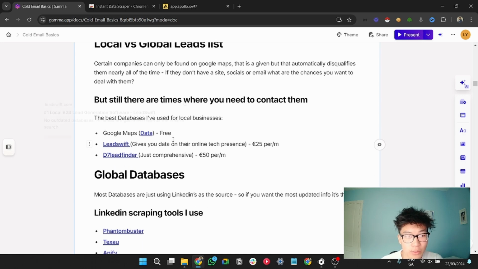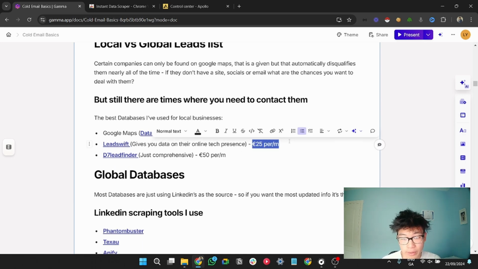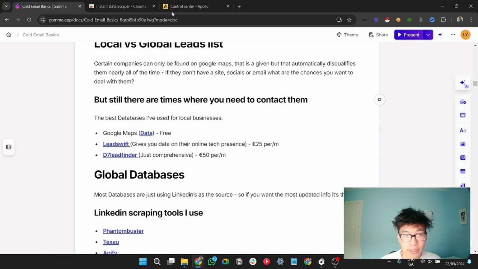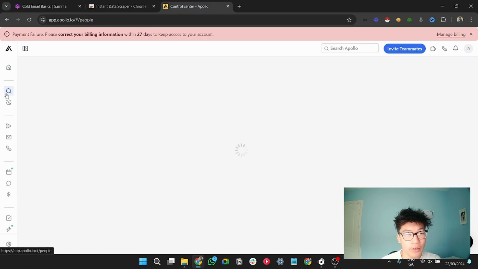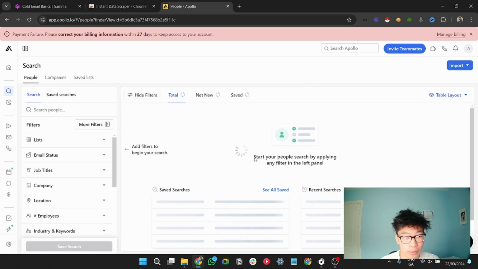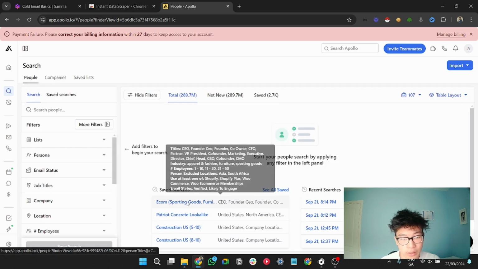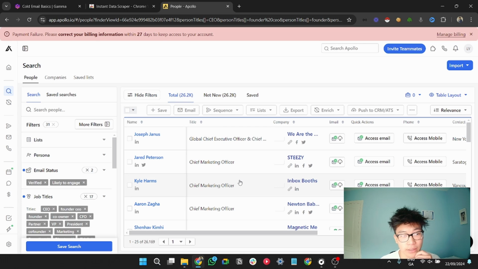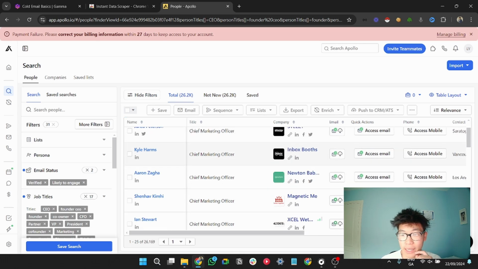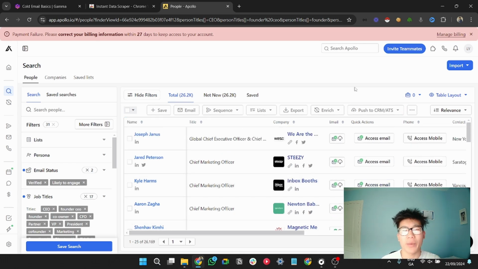We also have Lead Swift. It gives you data on their online tech presence, and this is about 25 per month, so they have some pretty good pricing. This also brings links. If I come into search, this is what Instant Data Scraper does. This is a search I was doing on this, and you have all this data. There's another video on my channel, by the way, on how to do Apollo searches, how it works, and how to get it really cheap.